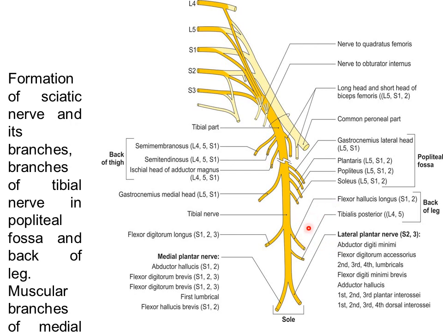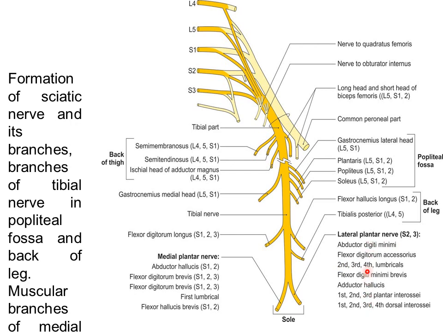The muscular branches in the back of the leg are the branches to the flexor hallucis longus, the tibialis posterior, and flexor digitorum longus. These are the branches given off in the back of the leg. In the popliteal fossa, the tibial nerve gives a branch to the soleus, popliteus, plantaris, and to the lateral head of the gastrocnemius. And these are the two terminal branches of the tibial nerve, the lateral plantar nerve and medial plantar nerve.